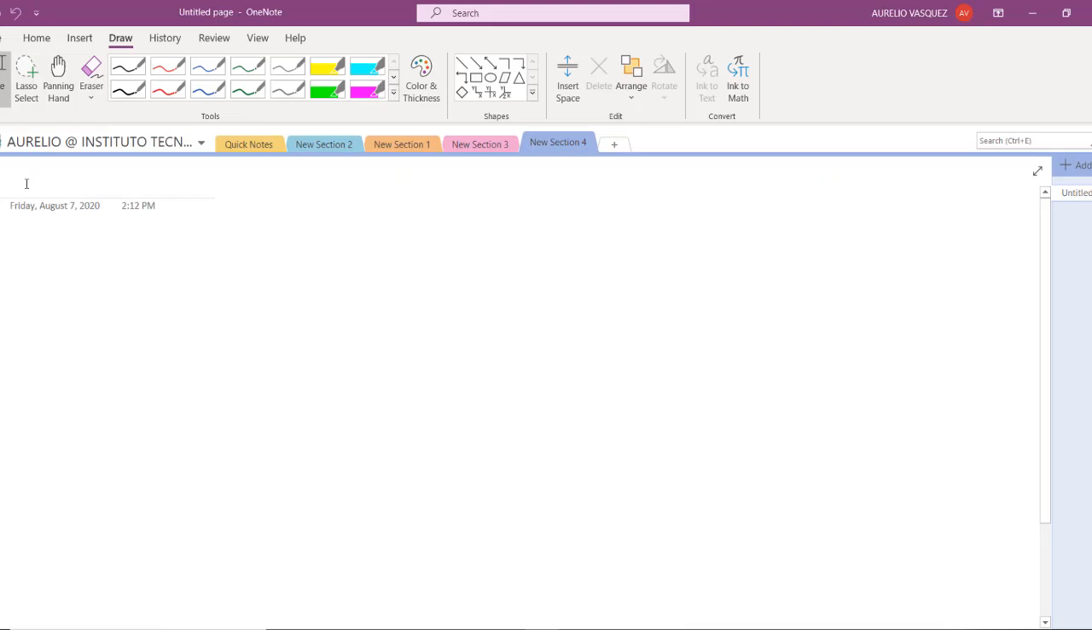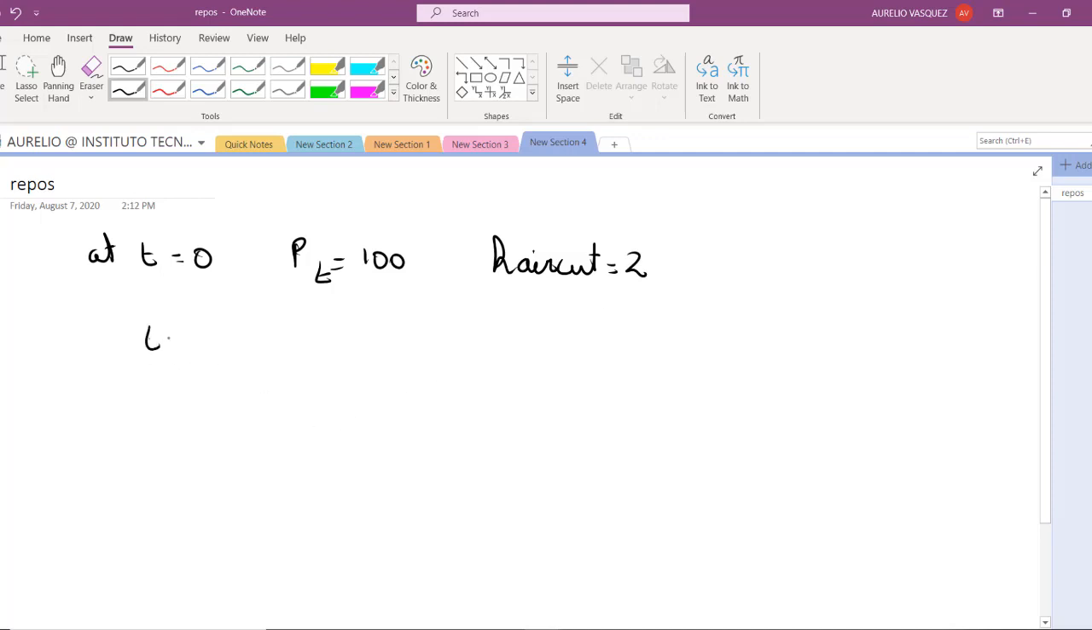Okay, let's have an example on how to compute this profit and this repo rate and so on. So let's imagine that at t equals 0, I have a bond that has a price of 100, and the haircut is 2%. So haircut is equal to 2 in dollar terms. And then at t equals 30, so this is in days, the price now goes to 105, and the repo rate is 5%.